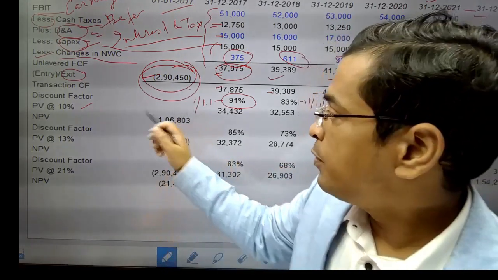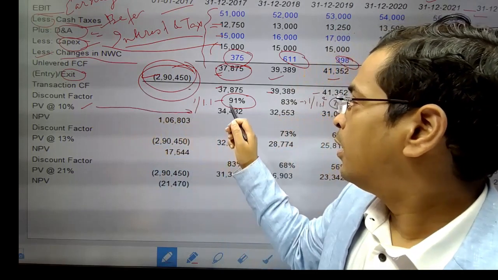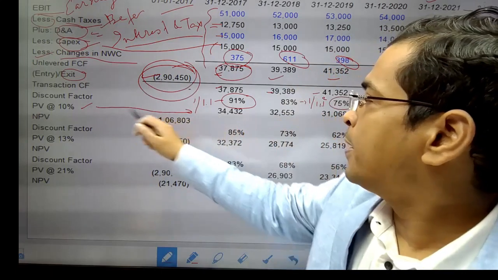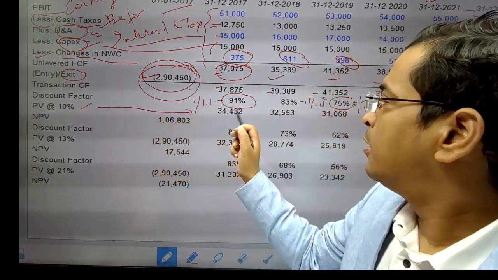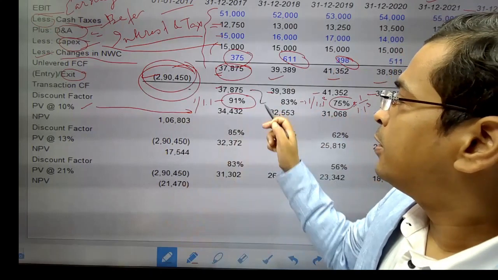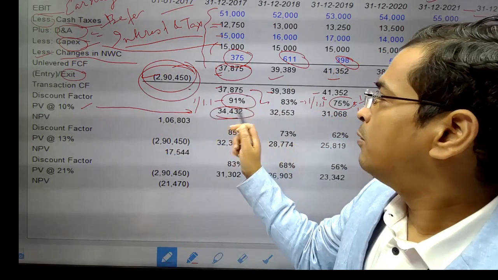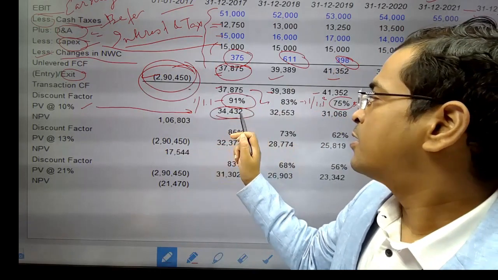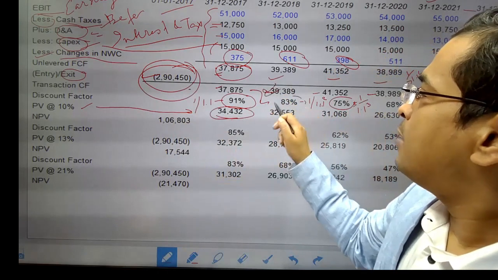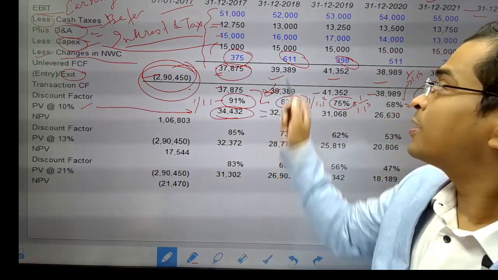Now, since we have the discount factor given, we will be able to calculate the present value at the rate of 10%. How do we do that? We know we multiply the cash flow with the discount factor and we get the number. So 37K multiplied by 91% is 34. Similarly, the dollar value times the discount factor gives us the present value for the second year cash.